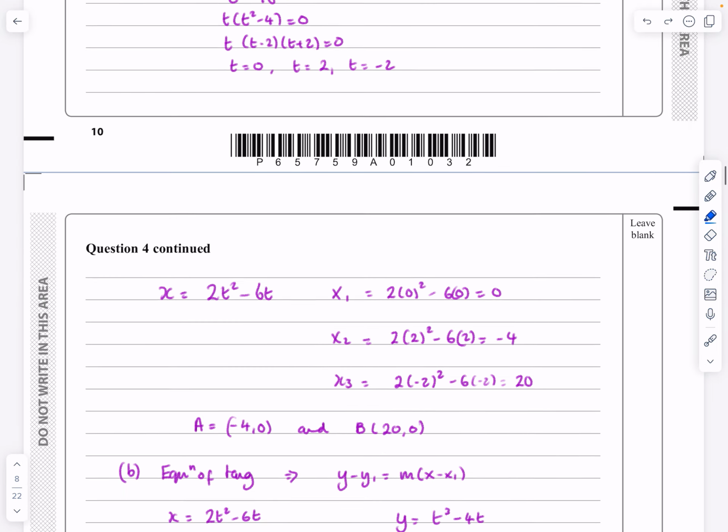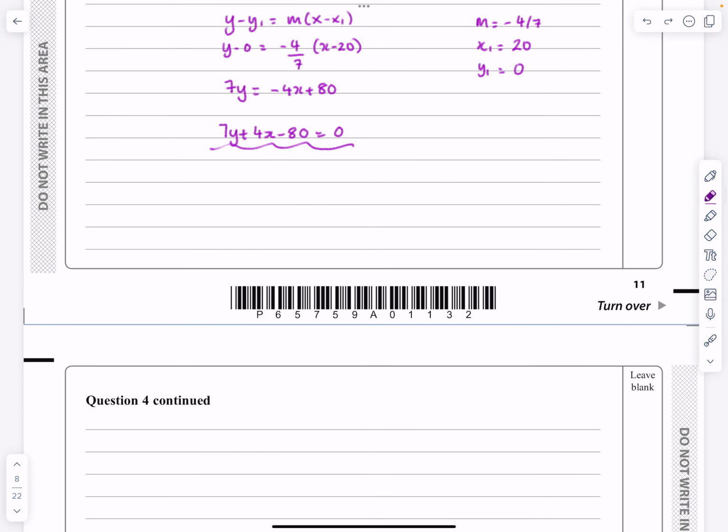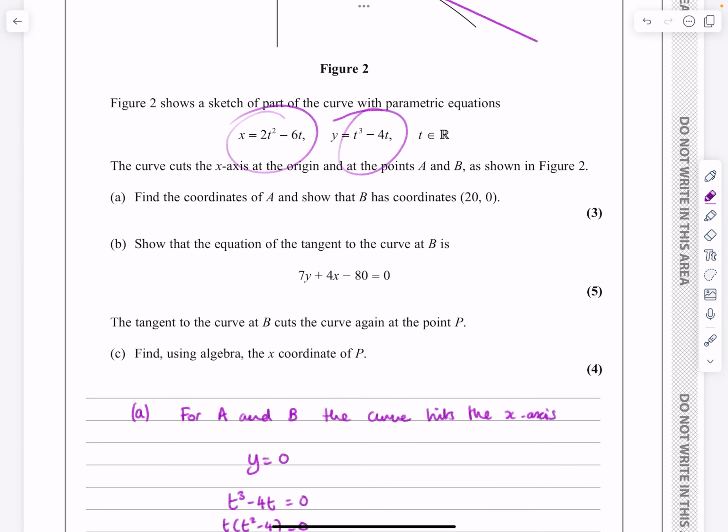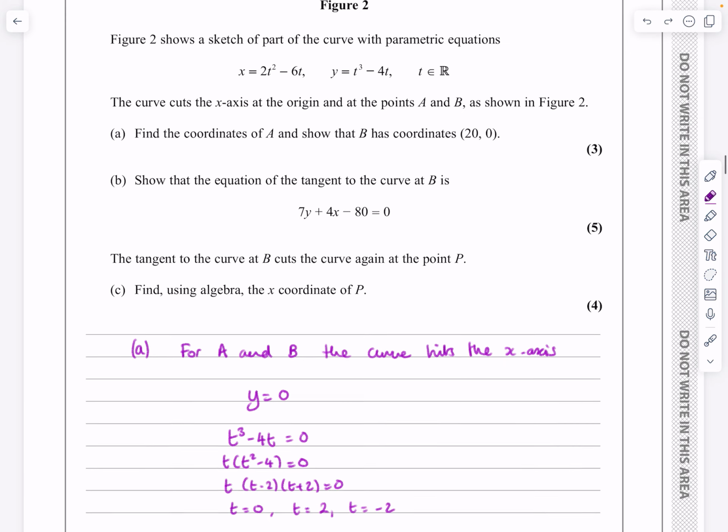And in order to do that, with that little bit of a diagram, you don't need to draw any of the work on the diagrams I'm doing, but sometimes it just gives you an idea as to where to get started with your next bit of work. So we're trying to find where 7y plus 4x minus 80 equals 0. Where does that intersect with our parametric? Well, what I'm going to do is to equate the two, or in other words, I'm going to put x equals 2t squared minus 6t, and y equals t cubed minus 40. I'm going to put these two bits into the equation for the tangent.